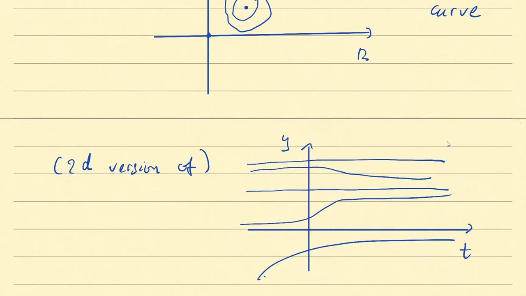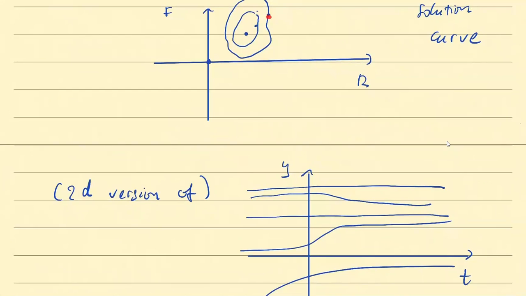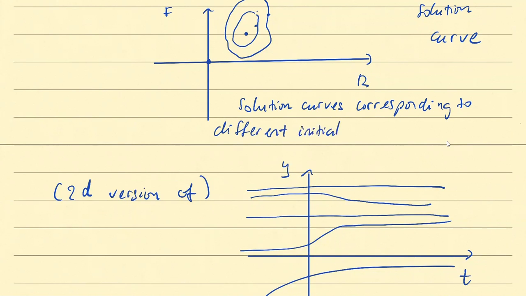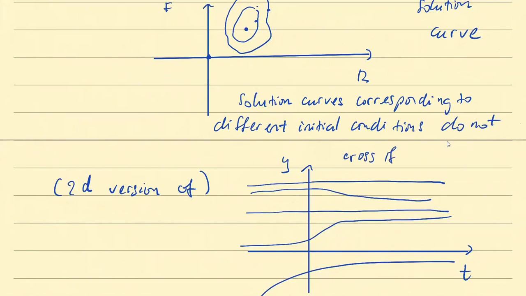Same kind of concept applies, meaning that different solutions corresponding to different initial conditions should not cross. You know what I'm referring to: uniqueness. Somewhere along the future, we'll discuss it. So basically we say solution curves corresponding to different initial conditions do not cross, same concept, if uniqueness holds.